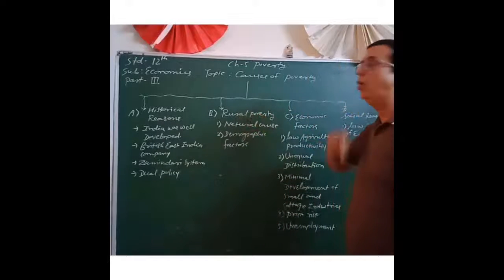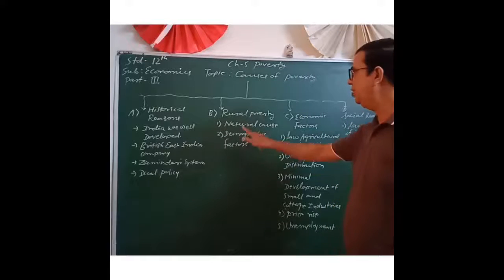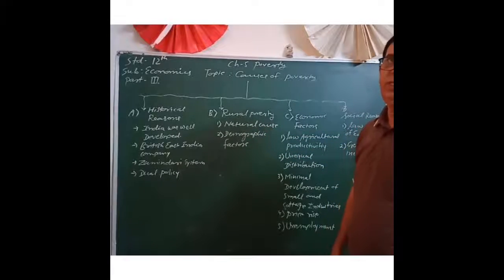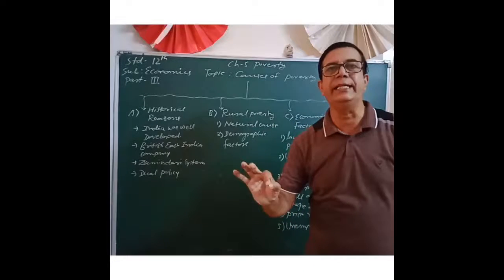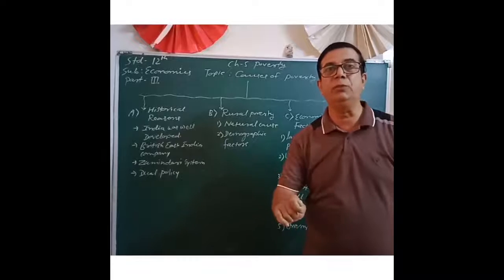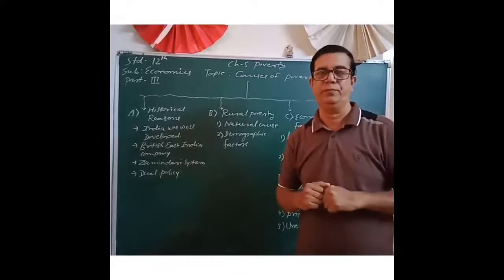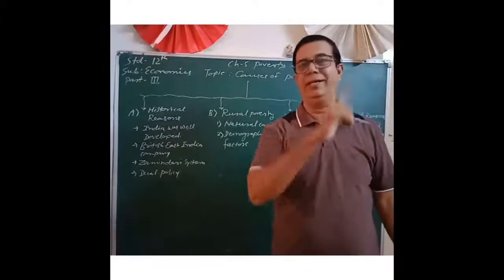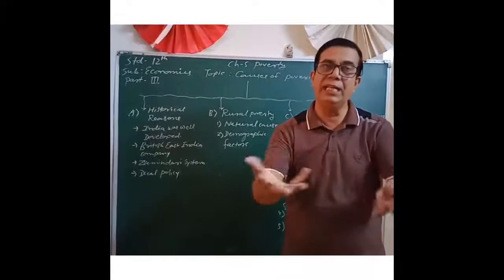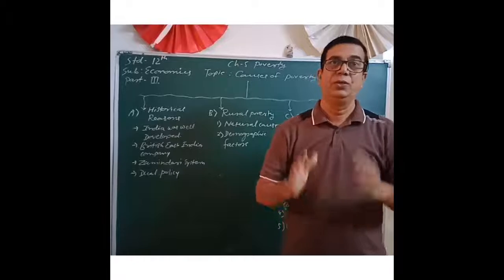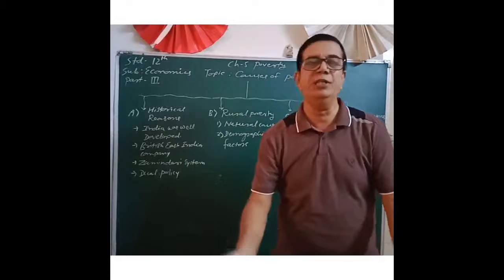After that, rural poverty. Why is there poverty in rural areas? First one, the natural cause. You know, India is an agrarian country. The main occupation of Indian farmers is agriculture. Most of the people depend on agriculture, and agriculture depends on rain and weather conditions. If the rain is good and the weather is good, then production increases.